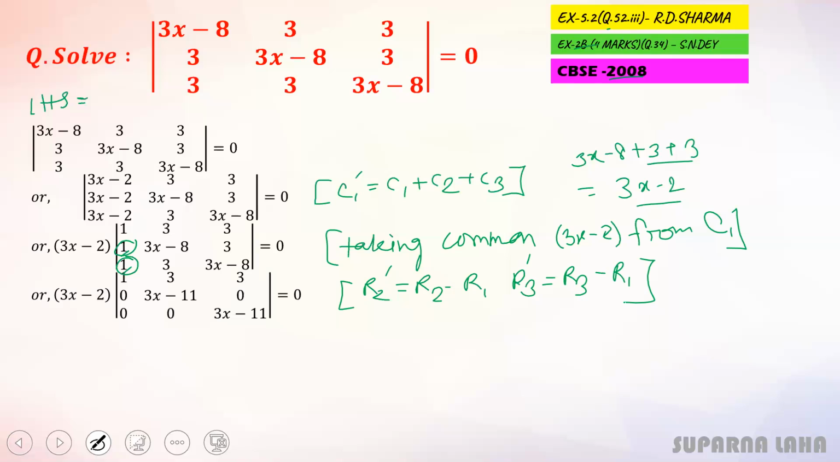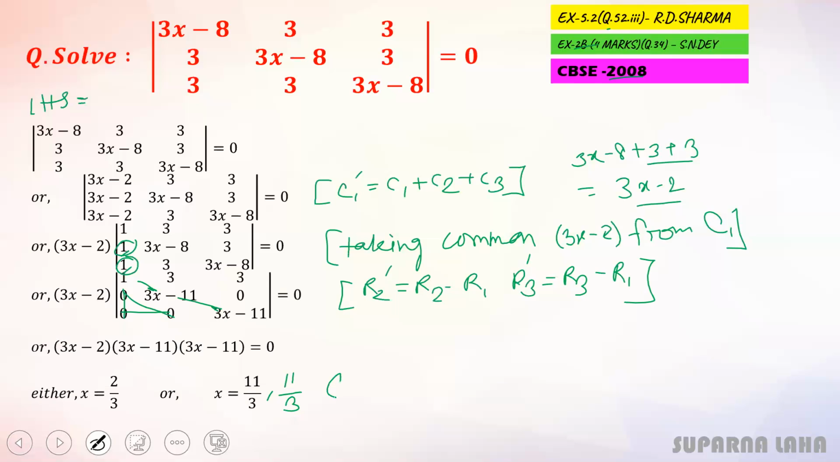So now look at here. This is the determinant of a lower triangular matrix. So you just need to multiply its diagonals. This is the determinant value. So 3x minus 2 into 3x minus 11 into 3x minus 11 is equal to 0. So either x should be 2 by 3 or it will be 11 by 3, not 13. So that is the answer.